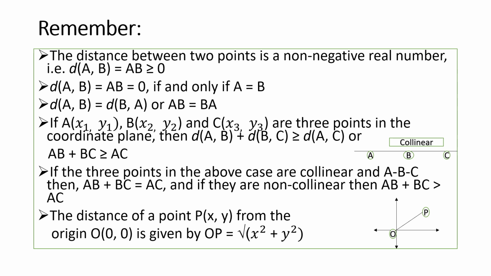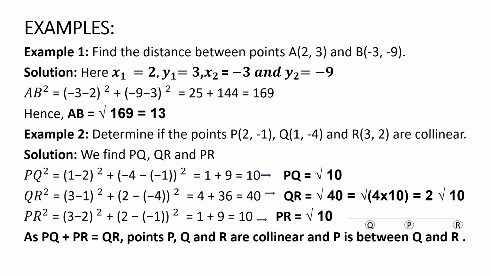The distance of a point P (x, y) from the origin: obviously, when you take the first point as (x, y) and the second point as (0, 0) and put them in the distance formula, the distance of any point from the origin will be equal to the square root of x square plus y square. Now some examples based on the distance formula. Remember, these types of examples are frequently asked in exams.